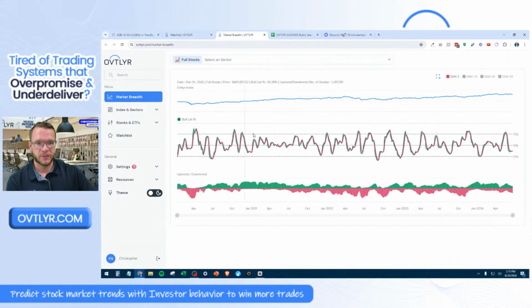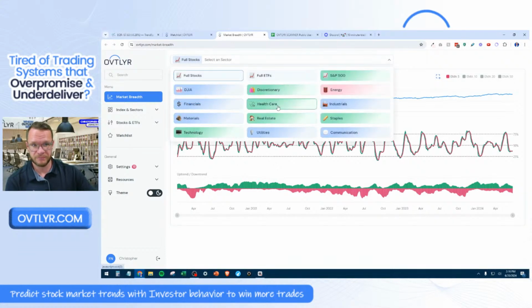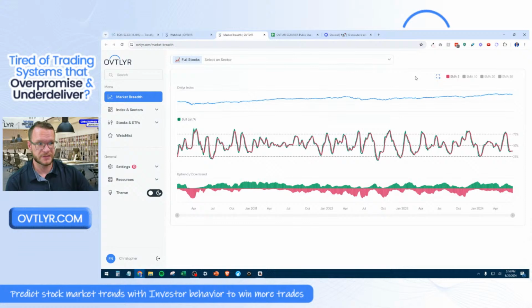We have 3 different measures here. Now, this is inside the platform. I showed this to you on Tuesday. That was in the dev platform. This is in the actual production platform, so you have access to this right now. First thing to notice is you can actually change to look at whatever sector you want to get all of this market breadth information. So we could leave it at full stocks, we could leave it at staples, whatever the case is.